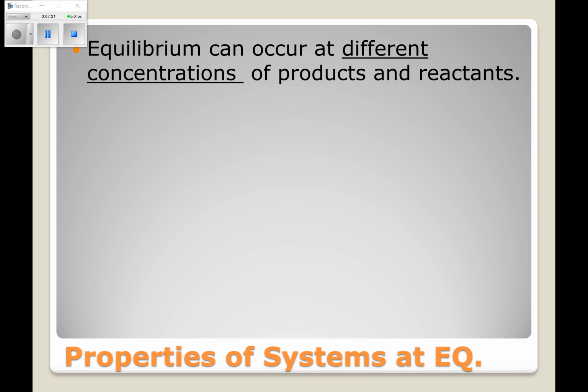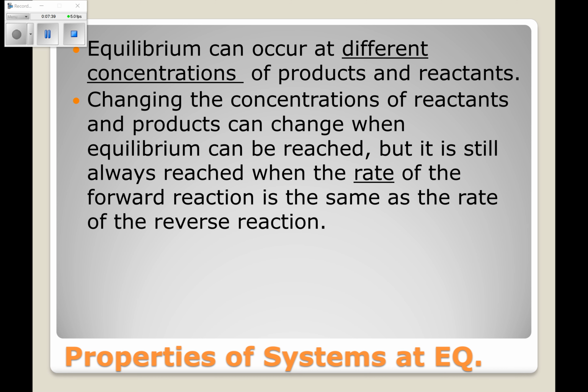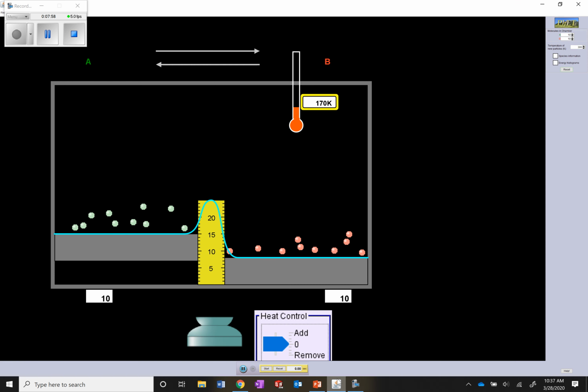Now, equilibrium can occur at different concentrations. The concentrations don't have to be the same. So we can have different concentrations of reactants and products. Now, changing concentrations of those reactants and products can change when we get to equilibrium, but it's still always reached as long as the rates of the forward and reverse reaction are the same. I'm going to show you a little bit about this before we continue on to our next section here.